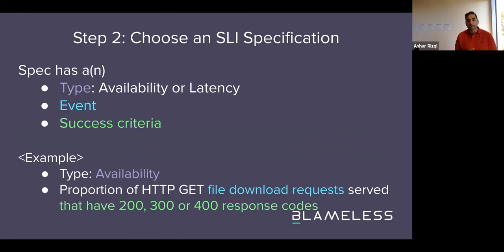So in the example that we're showing you here, the type of this request is that it's an availability SLI. And the way that we want to specify it or talk about it very explicitly is the proportion of HTTP GET file download requests. So the file download request is the event. And the success criteria is that they have 200, 300, or 400 response codes.